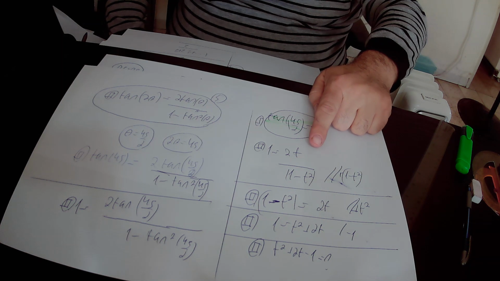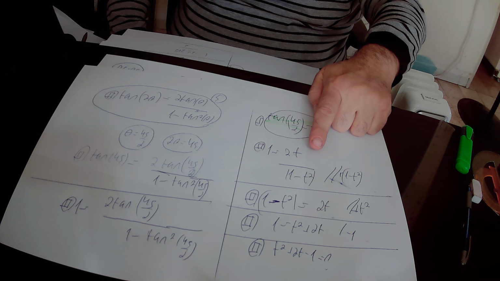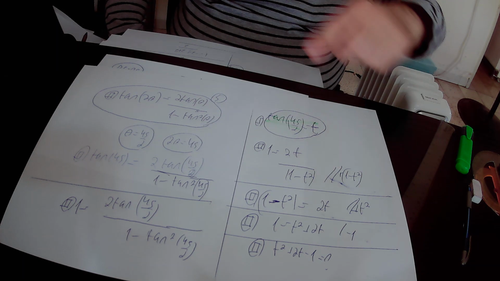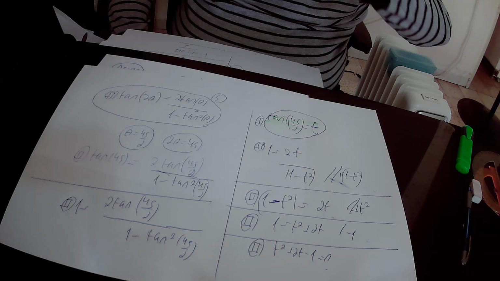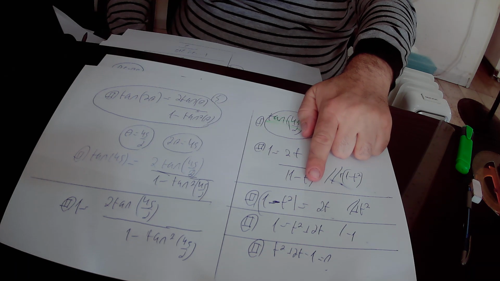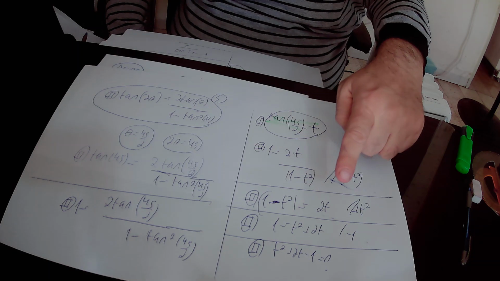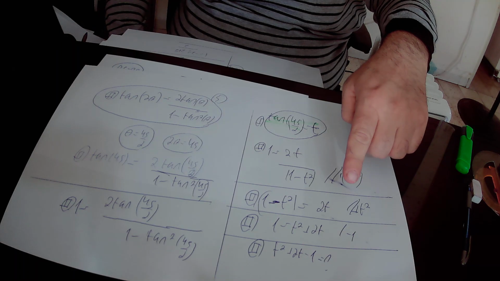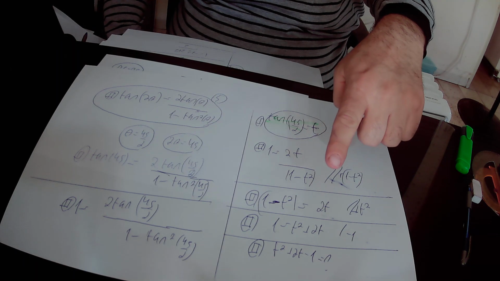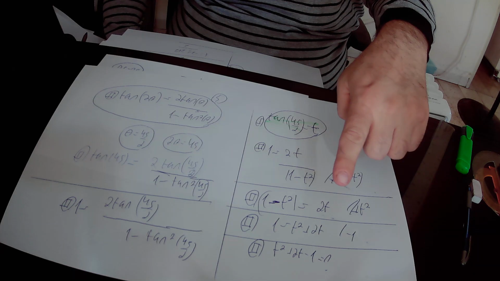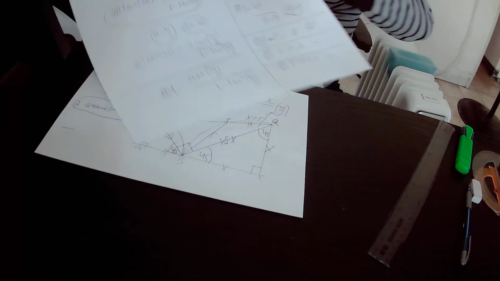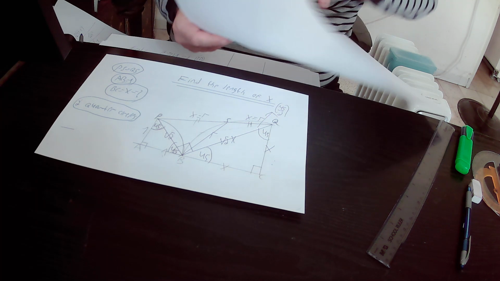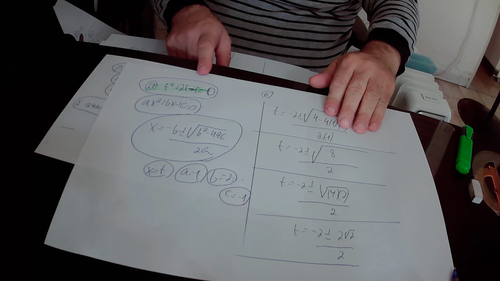Here we multiply this equation by 1 minus t squared, and found out that 1 minus t squared equals 2t. Here we added t squared to this equation, and found out that 1 equals t squared plus 2t. Here we subtracted 1 from this equation, and found out that t squared plus 2t minus 1 equals 0. Repeat again: according to equation number 2, t squared plus 2t minus 1 equals 0.